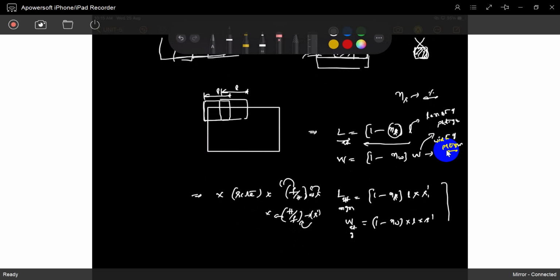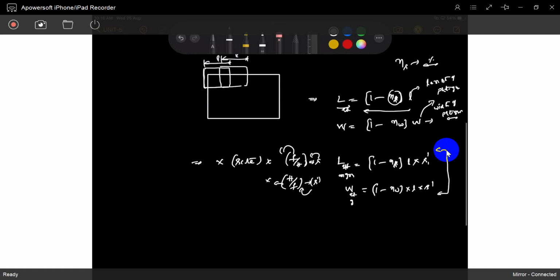This is the effectively covered area of one photograph on the ground. That's it. So total, what is the area? Area is length into width. So that's it.